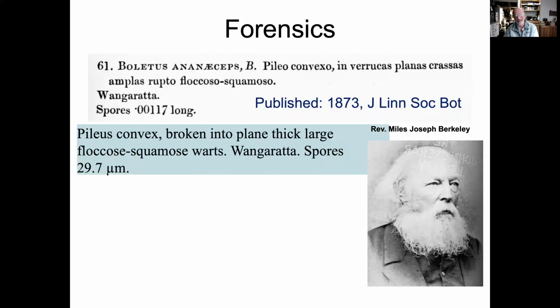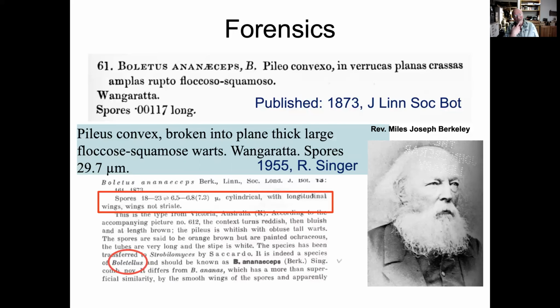Well, if you translate the Latin, it comes out pileus convex, and so on. And the locality, Wangaratta in New South Wales, and the spores were huge. 80 years later, Rolf Singer looked at that specimen and he revised the spore size, and he described the spores as having wings, but the wings of the spores weren't striate, meaning, at what I know now, they don't have cross bands across those wings. And based on Singer's classification at the time, this belonged in the genus Boletus.